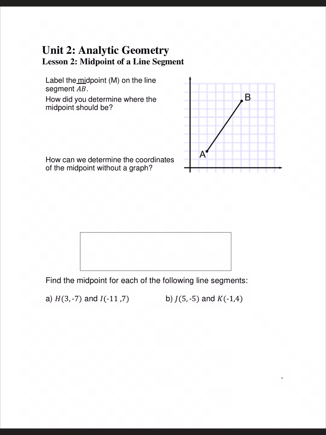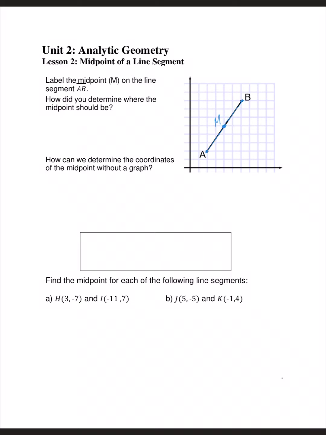So if we were going to look at this line segment AB, it says label the midpoint M on the line segment AB. So if we had to guess where's the middle of A and B, we could work our way in and maybe see it's somewhere like here. Looks like we're roughly 3 squares from B and roughly 3 squares away from A. So this is a guess. I'm not saying that that is the midpoint. But let's take a look at our rise and our run and see how that might help us solidify that that is in fact the midpoint.